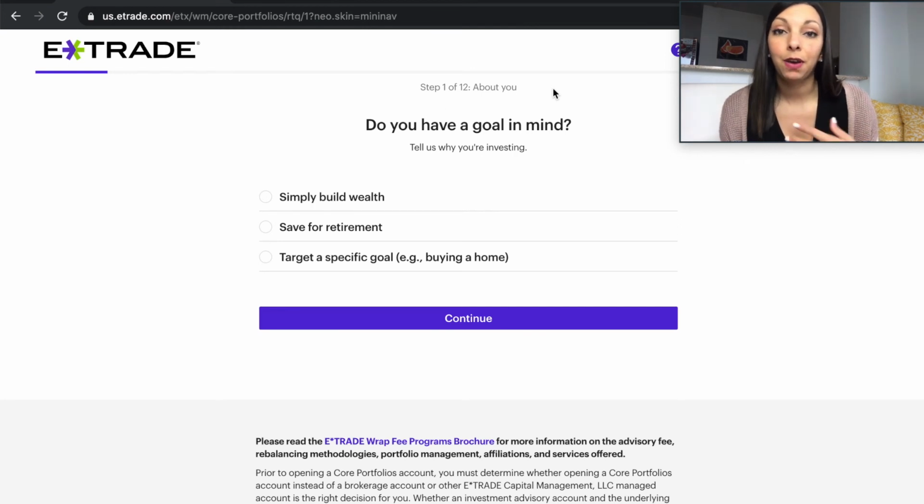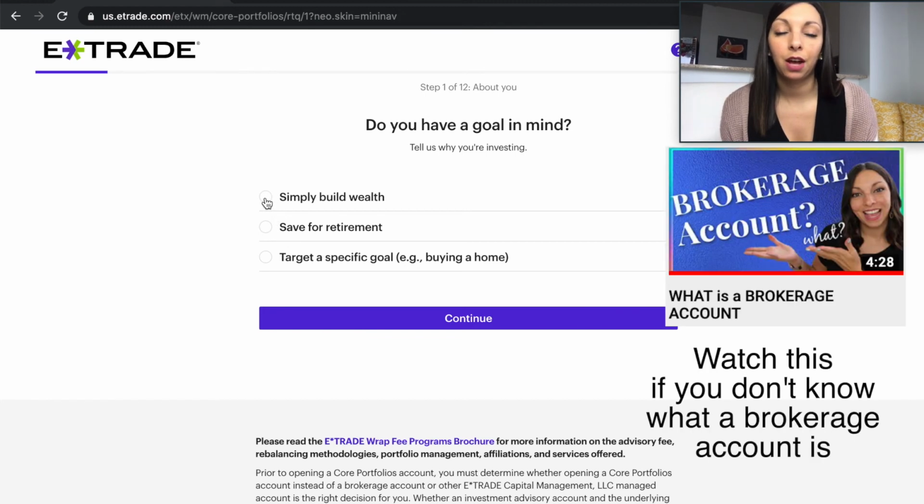For this, if it were just me filling this out myself, I'll just answer as if it were myself. We're gonna say build wealth. If this is an IRA or a different retirement account, then I would click save for retirement. But if it's just a brokerage account that you're using, you can click this goal or to build wealth.